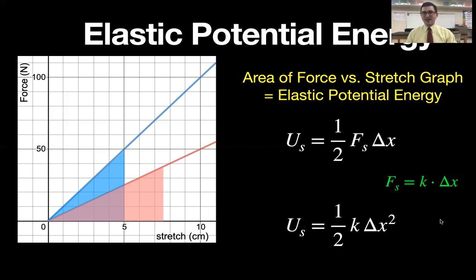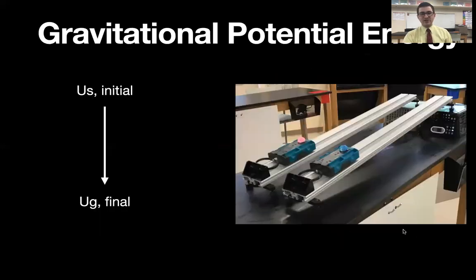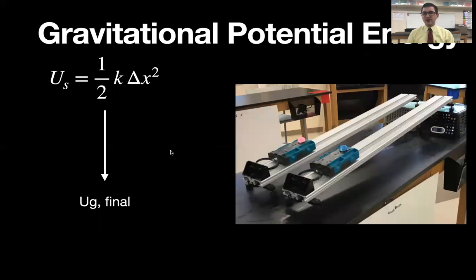But these two are the exact same formulas and come from the exact same place, the area of a force versus stretch graph. Which is awesome because now that we have energy cornered, we can use our quantification of energy to, let's say, now derive the equation for the gravitational potential energy. So we can actually figure out exactly how much elastic potential energy there is at the beginning using this equation.